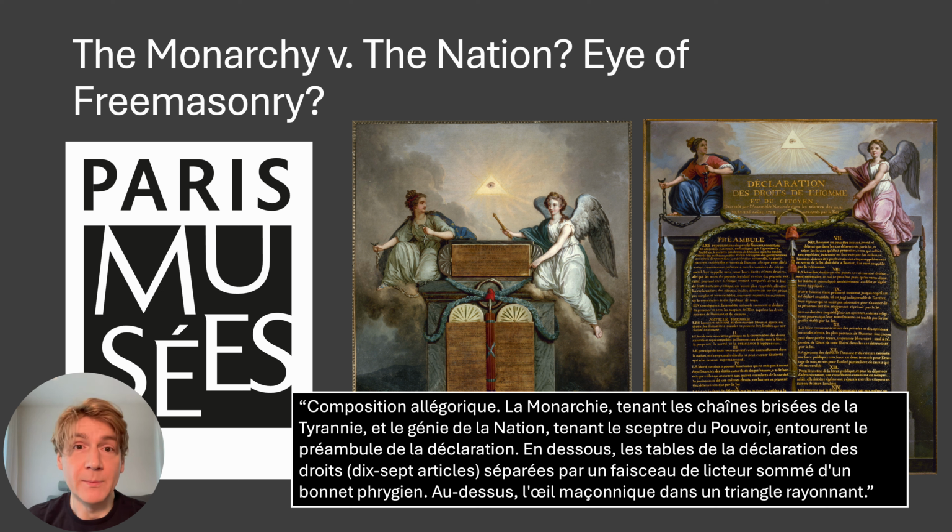They surround the preamble of the Declaration. Underneath, the tables of the Declaration of Rights with 17 articles are separated by the lictor's fasces, topped by a Phrygian hat. Above all these, the Freemason eye in the radiating triangle. It is not an accurate reading and very likely anachronistic to oppose monarchy and nation in interpreting the allegories.